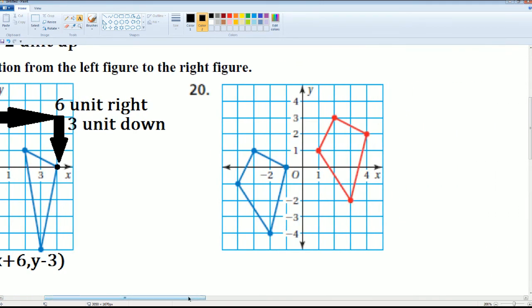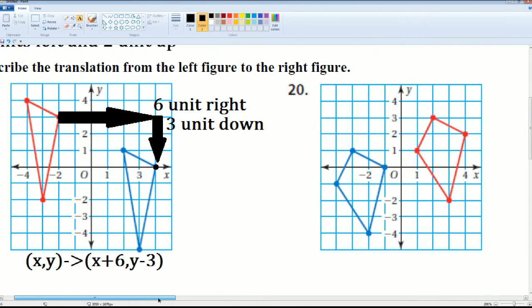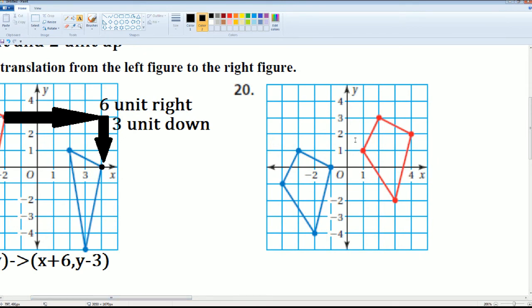It goes from left to right. The reason why I changed it to left to right is because we can't give you color copies. I don't have a color printer, so I just went from left to right. But notice on a real test or a quiz, you're going to see the letters. You start from A, you go to the prime, so A prime. Just remember that.